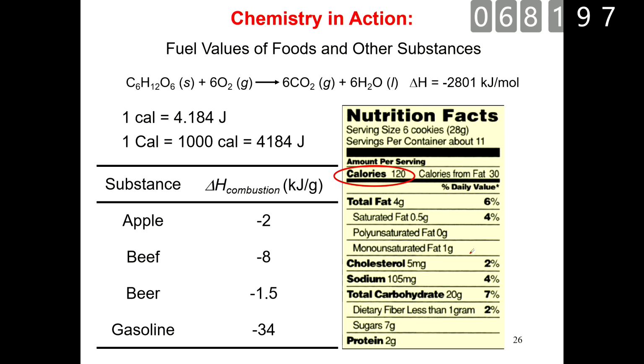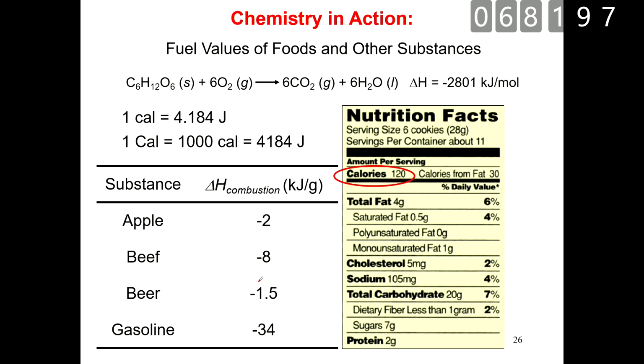This is a very common table. You can find this on food. If we eat an apple, it can give you this energy. And gasoline is much higher than other substances, so this is why we can use it for the car. Beer, too. So this level is the energy.